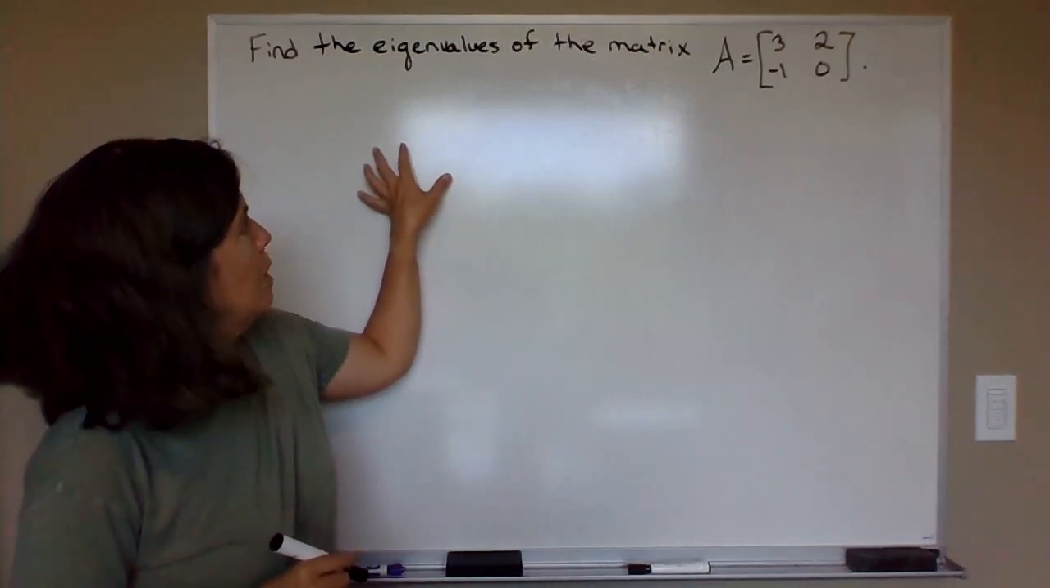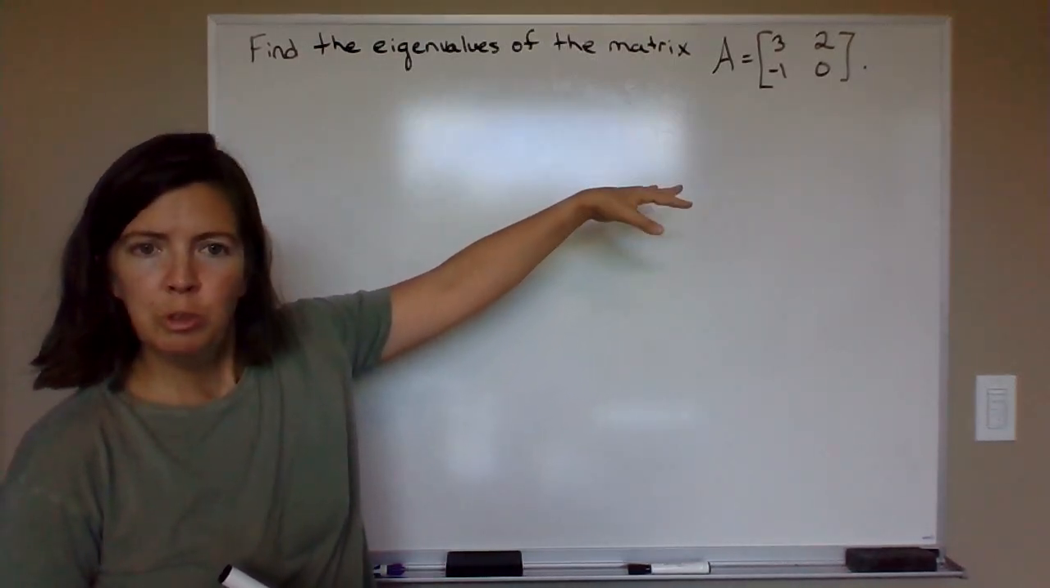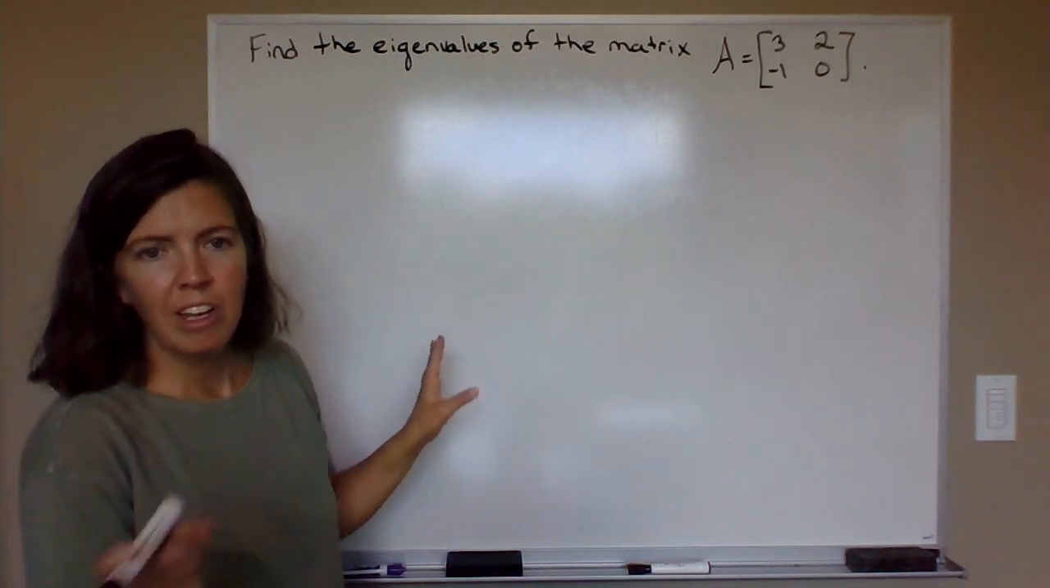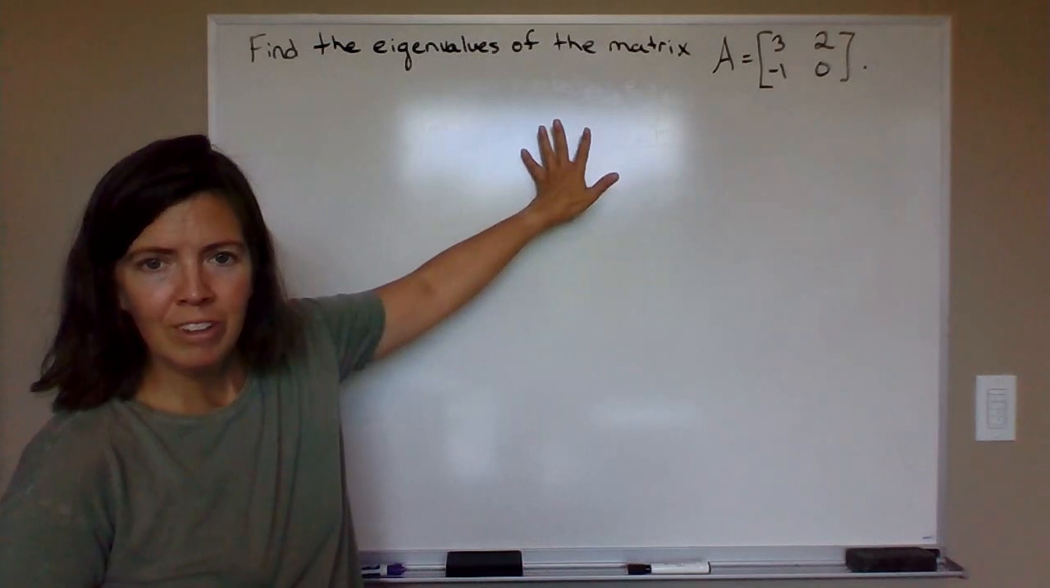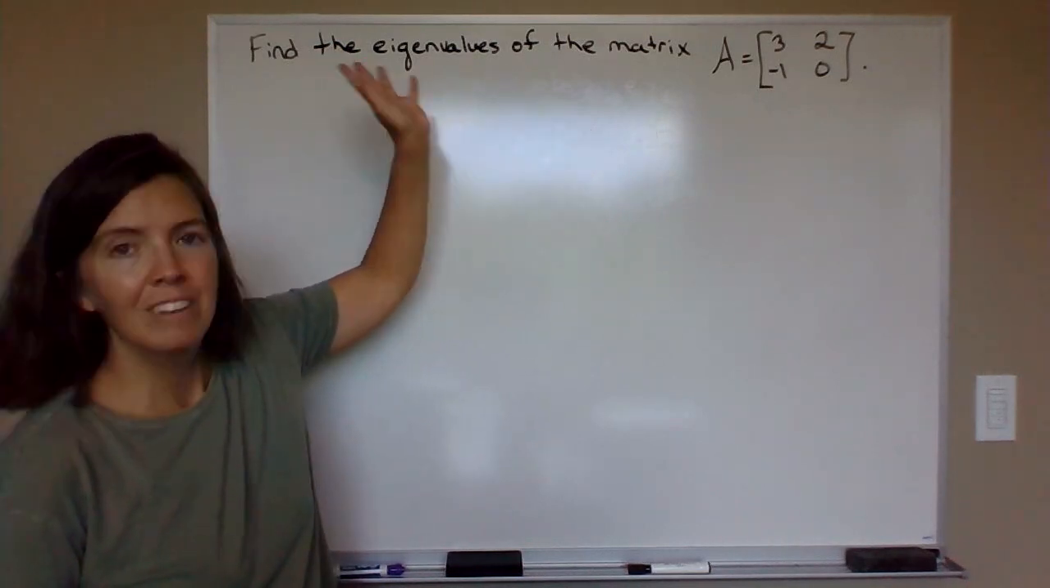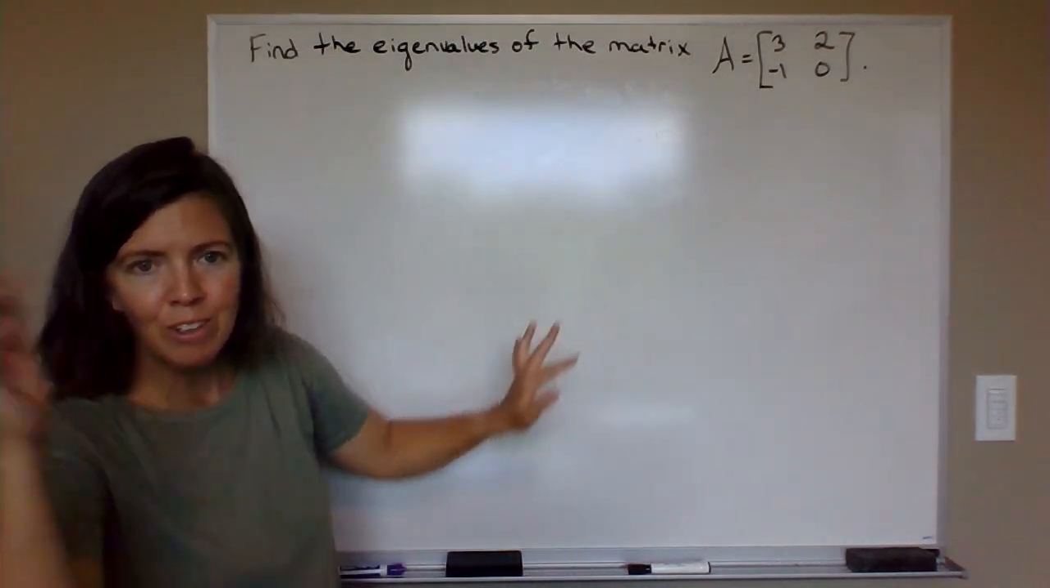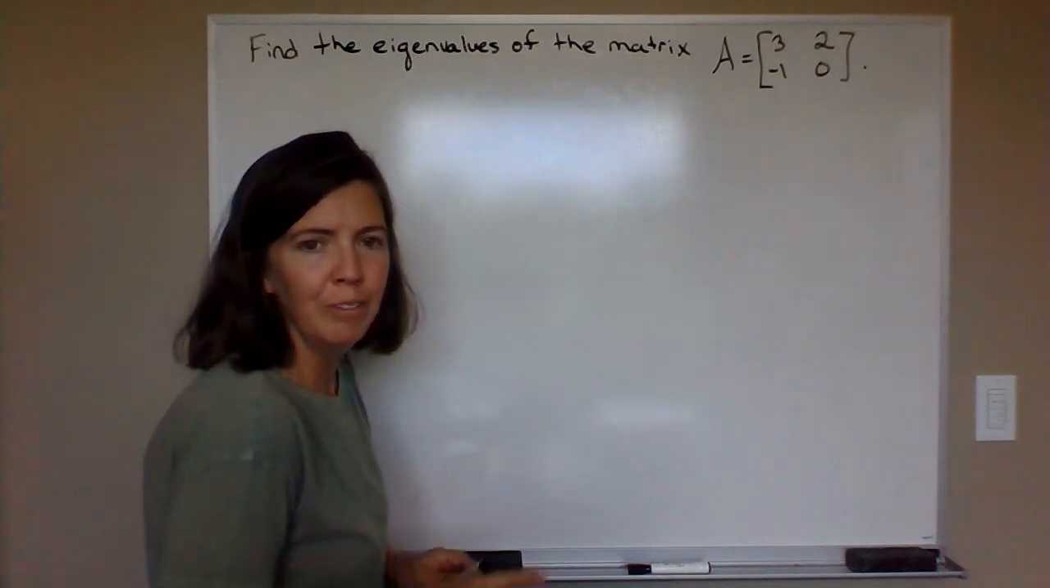So in this example, we're going to find the eigenvalues of a 2 by 2 matrix to get the section started. I realize there's a glare here on the board, and that's not ideal. The overhead light in my office isn't working right now, so I have to have the shades up on the window. So sorry about that.